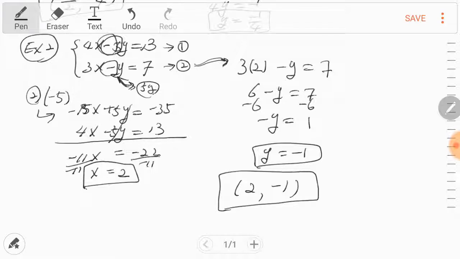Okay, sorry about this one. I keep making mistakes.